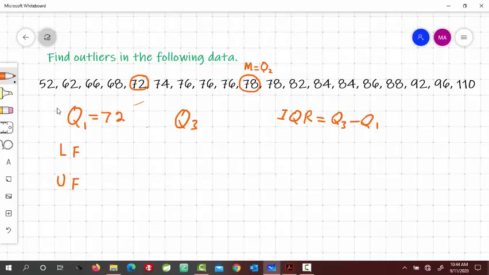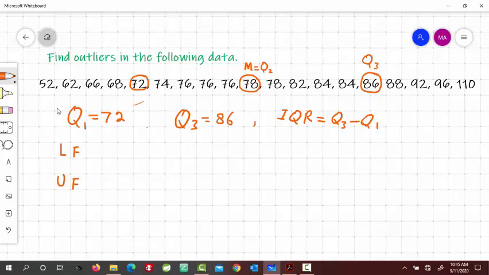Q1 is 72. Similarly, in the second half of data, the middle of this second half would be your Q3. And again, these are 9 values. You can see that the 5th value divides 4 on each side. So that would be this 86. This would be Q3, right? Q3 is 86.